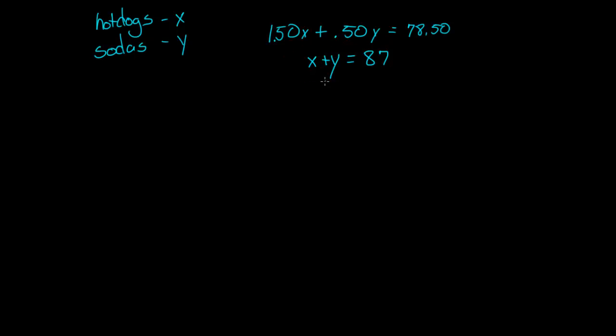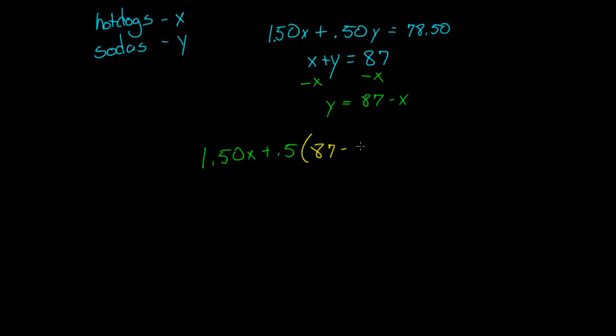So if I'm going to get my Y by itself, I'm going to subtract an X from both sides: Y equals 87 minus X. Now I'm going to rewrite the first equation, since you can't use this one, substituting this in. 1.50x plus 0.5, I guess we can leave off the zeros. We have a Y equals, and we're going to be substituting that in. Let me go grab my substitution.